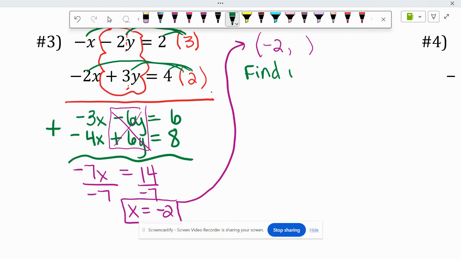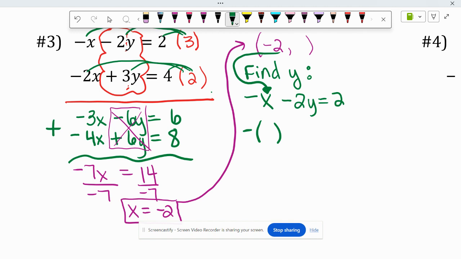So the only way to do that is to take either one of these equations. I'm going to take the first one, negative x minus 2y equals 2. And I'm going to substitute in this negative 2 right there for the x, because I know that x equals negative 2. So let's do that. I have a negative outside of my x. We make a lot of mistakes when we have a negative and then we plug in a negative. So whenever I substitute in for a variable, I put it in a parenthesis.